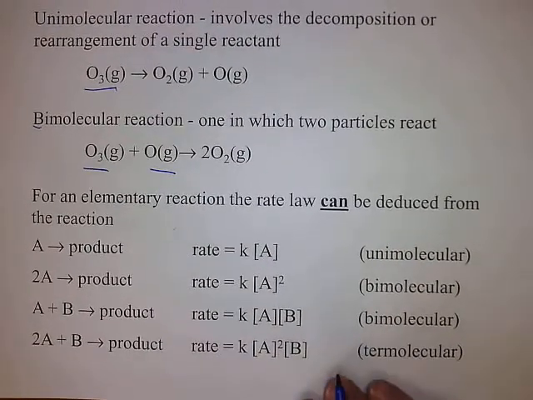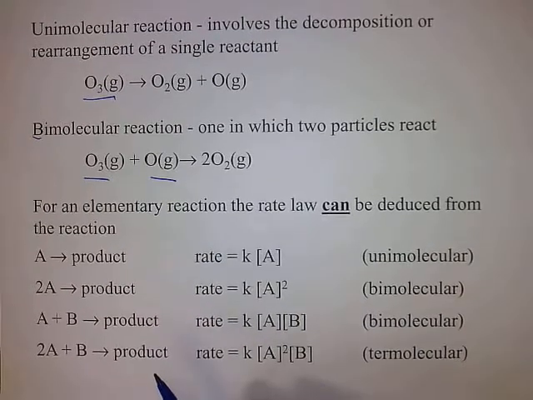Okay? And then last, we have a termolecular step, where two A's and a B somehow have to combine. Then our rate is going to be equal to some constant K times the concentration of A squared times the concentration of B. That's a termolecular step. You're hardly ever going to see this. It's exceedingly rare, from a probability standpoint, that you would have three molecules that have to come together all at the same time to make a product.